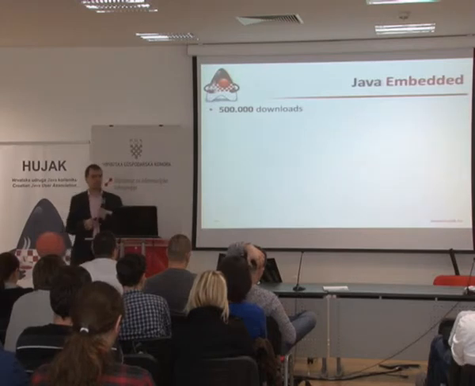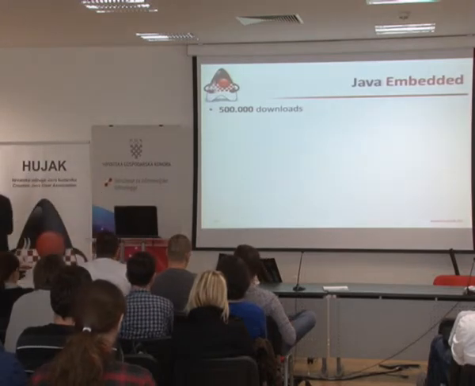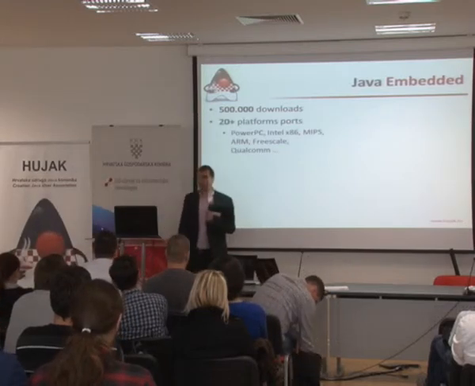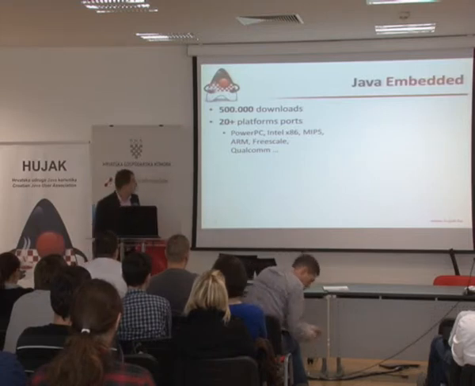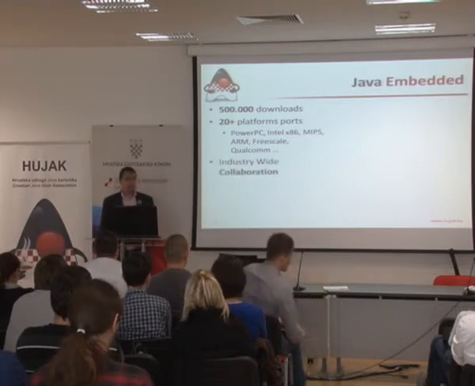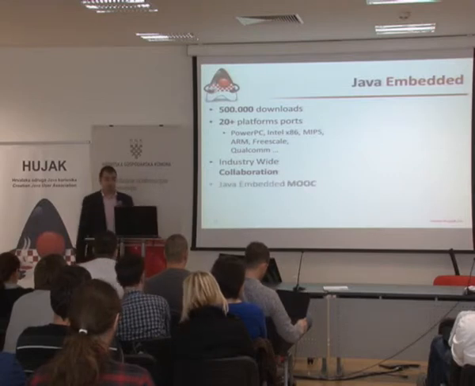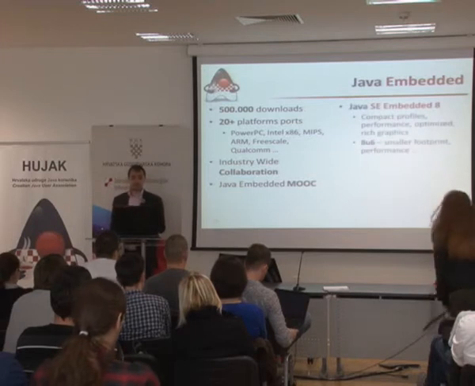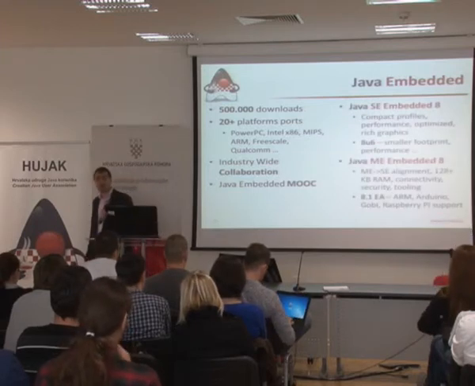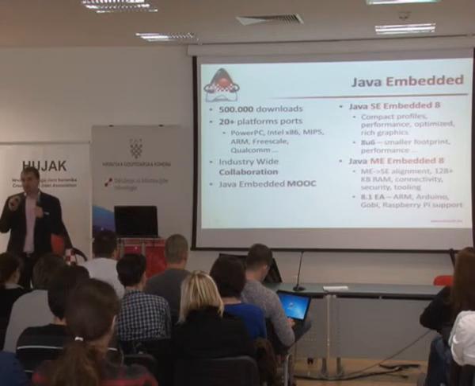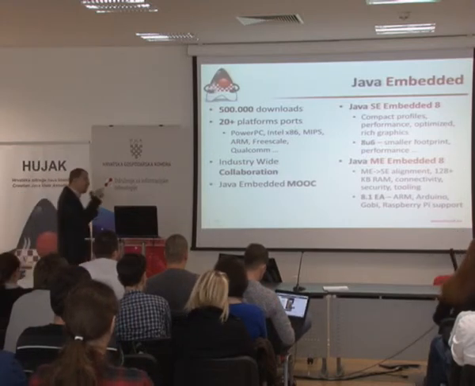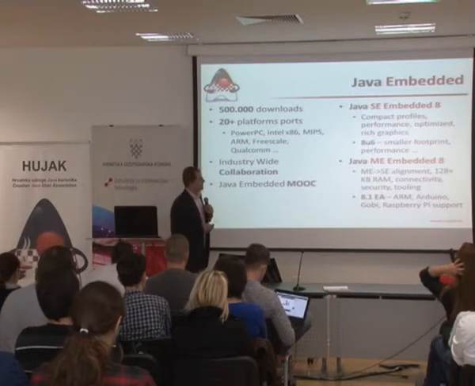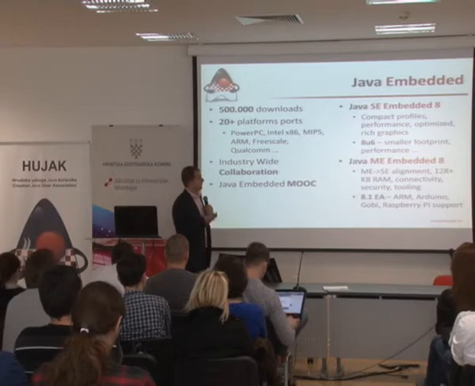Well, basically, Java Embedded is another great thing, which had more than 500,000 downloads this year. It was ported to more than 20 platforms, including those one over there. So it's now big industry-wide standard and collaboration. We also have MOOCs around that, so you can learn all those things. And we had two versions. One is Java Standard Edition Embedded, which is similar or going to Java Standard Edition, although it's a little bit smaller. We have 8 update 6 right now with a smaller footprint and compact profiles.